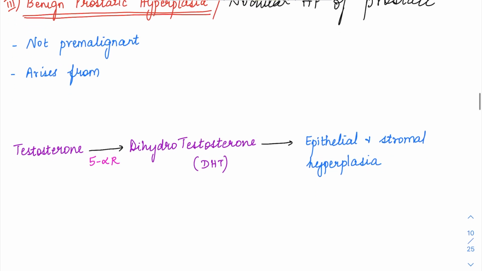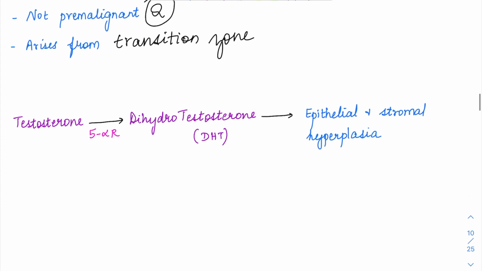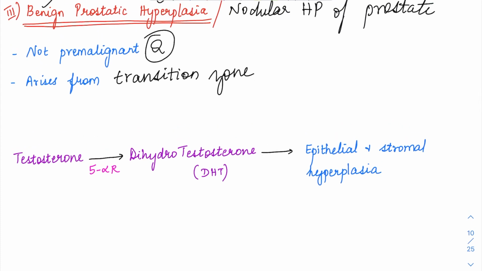And it is not a pre-malignant condition. So remember, it is not a pre-malignant condition. And the origin of this benign prostatic hyperplasia is going to be from the transition zone. The transition zone is the zone present around the prostatic urethra. So the prostatic urethra is going to be compressed because of this nodular hyperplasia.